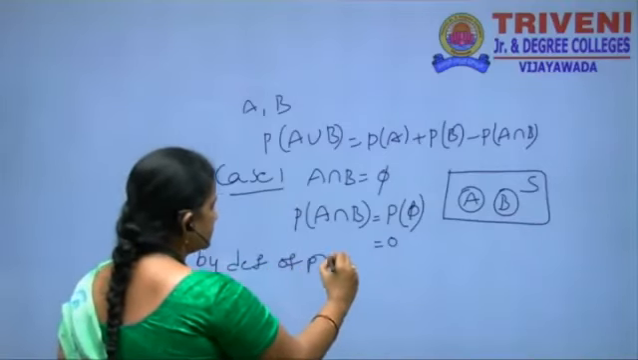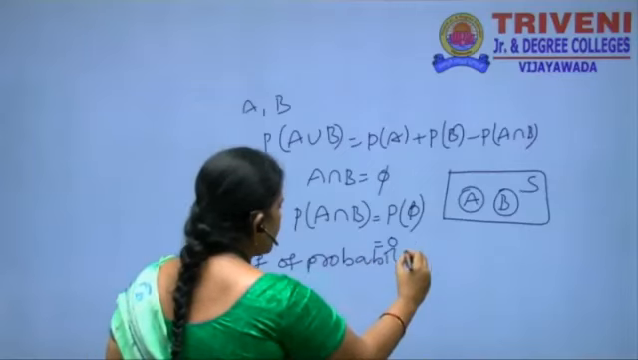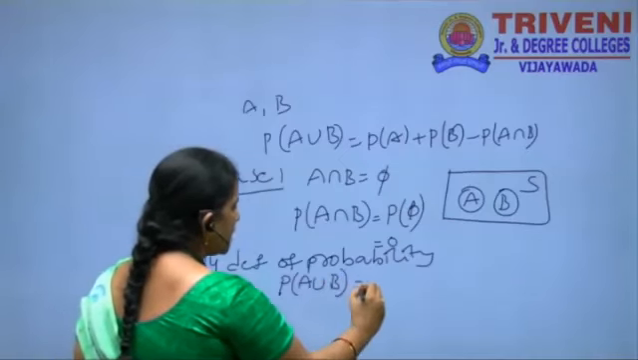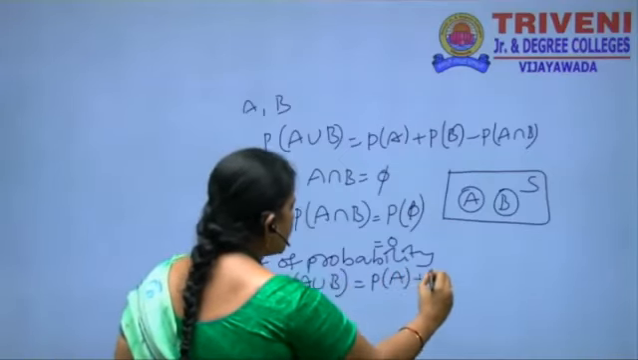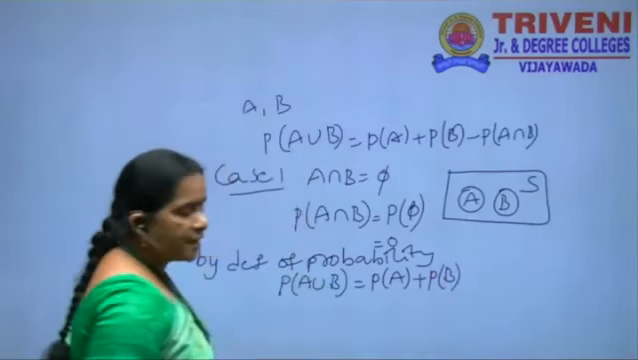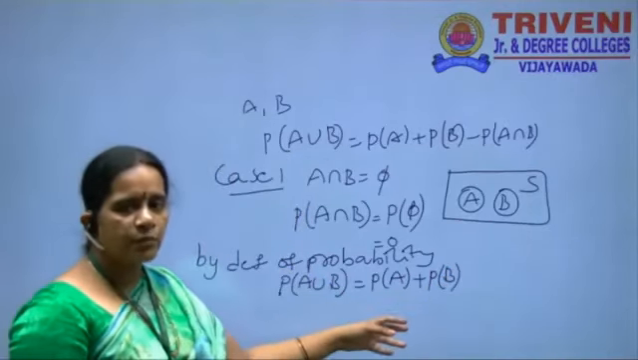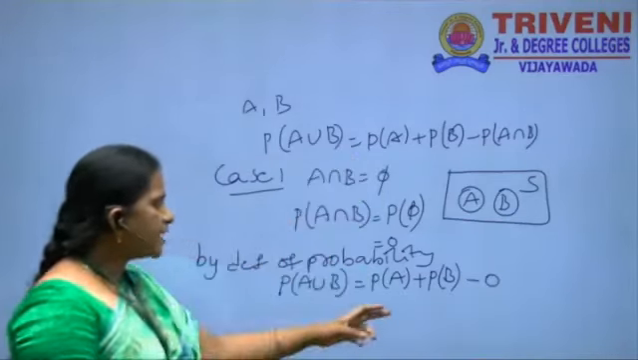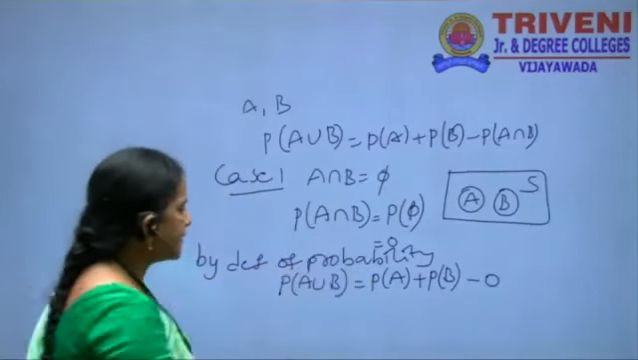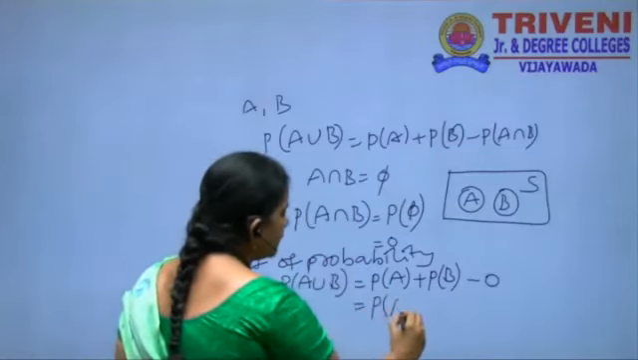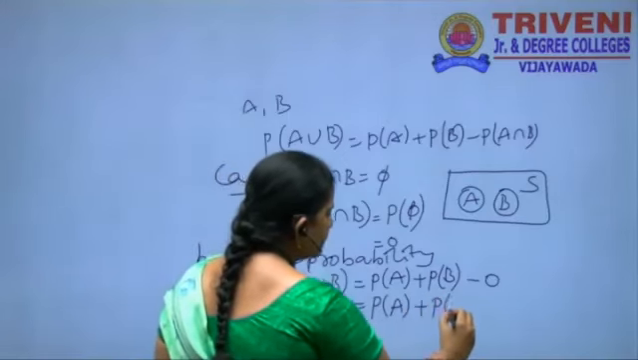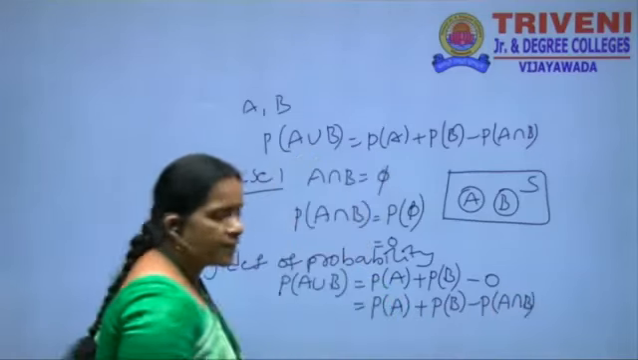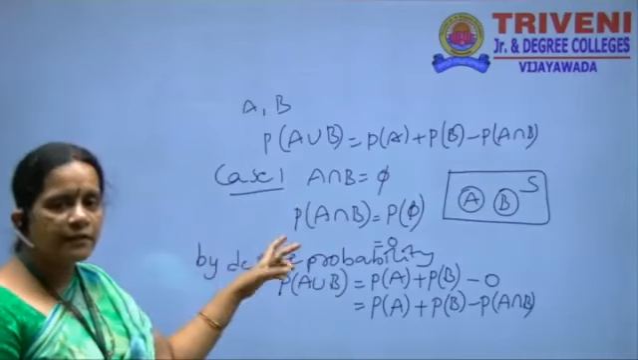We have P of A union B is equal to P of A plus P of B. This can be written as minus 0. In place of 0, we have to put P of A intersection B. That is equal to P of A plus P of B minus P of A intersection B. This is case 1, in which A intersection B is equal to phi.